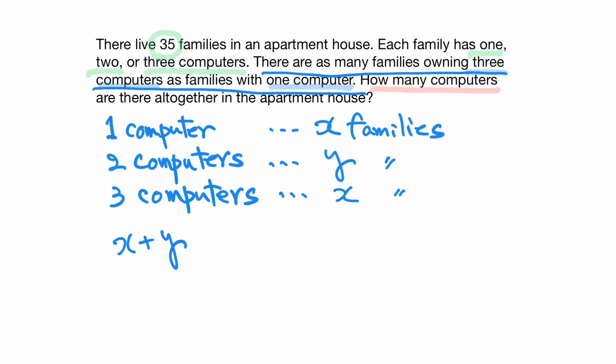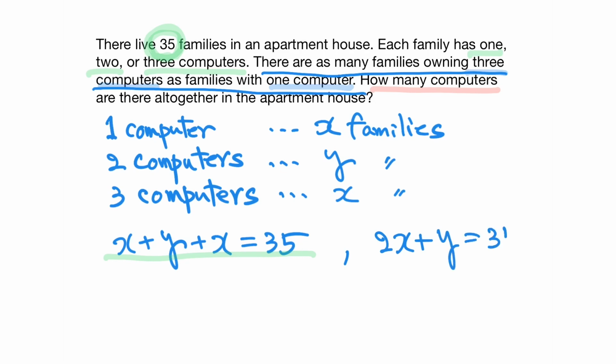x families plus y families plus x families is 35, since 35 families live in the apartment. So 2x plus y is 35.